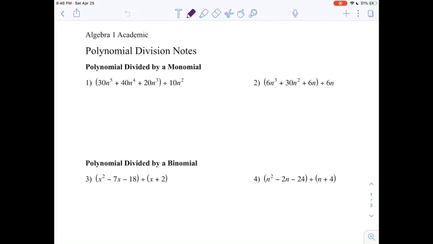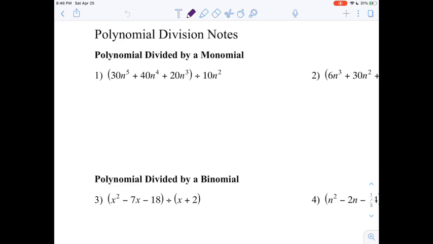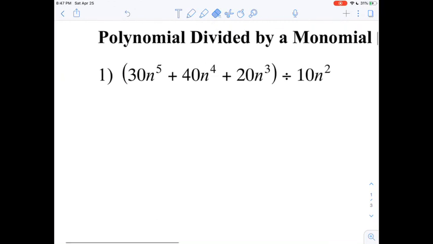Okay, polynomial division. When you're dividing polynomials, it's like a fancy way of factoring. First we're going to talk about dividing a polynomial, so a bunch of different terms, by a monomial, so divided by one term. In these types of problems, all you're going to do is take whatever you're dividing by and divide each term by that thing.